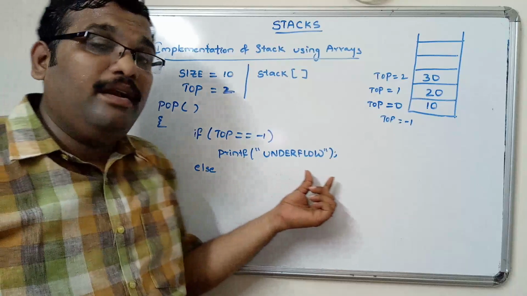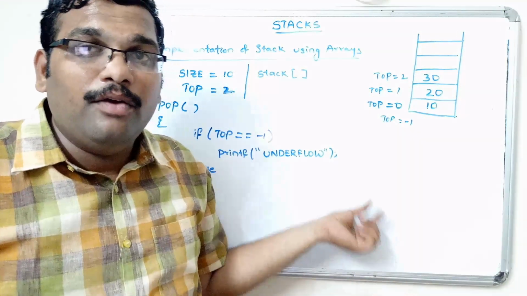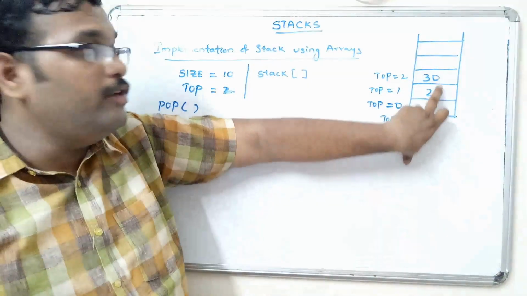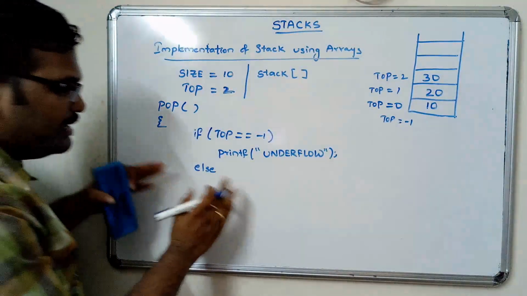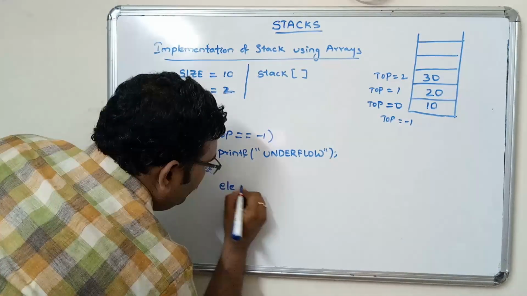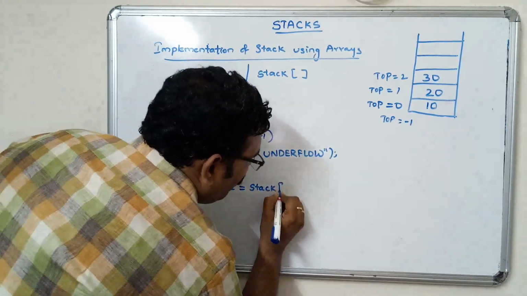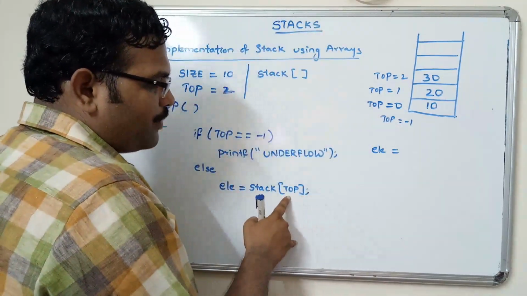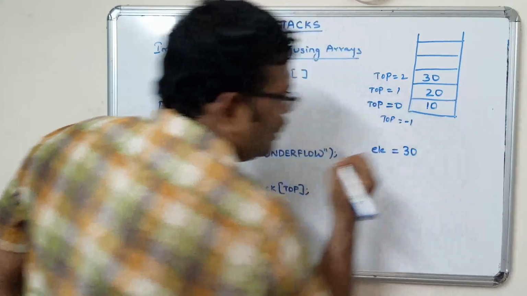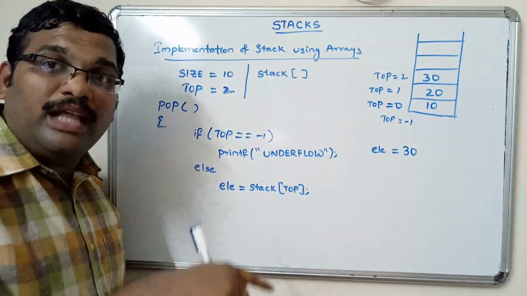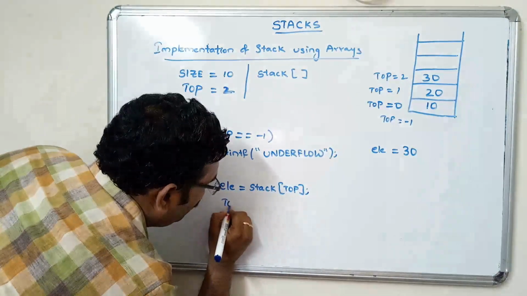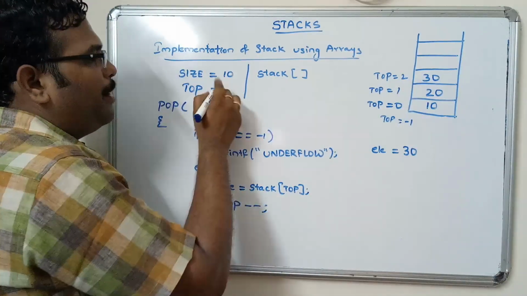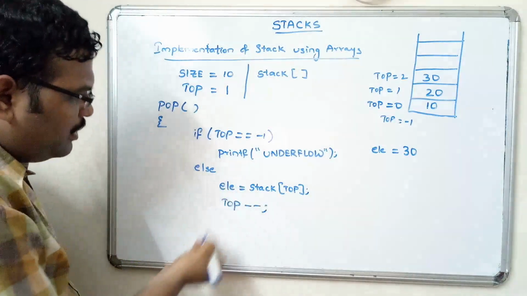Then we have to remove the element which is available at the top. So here we have to remove the 30 element. We can't remove 20 and 10 until we remove 30. So in the else part, the element to be removed is element equal to stack of top. That means stack of 2, which is 30. So that element will be removed, and after removing the element, the top should be updated. So top minus minus. Currently top is equal to 2; after applying this pop operation, top will be 1. That's all.